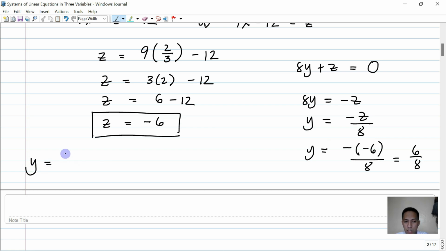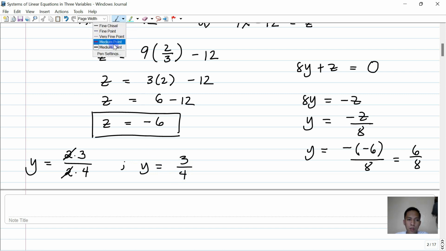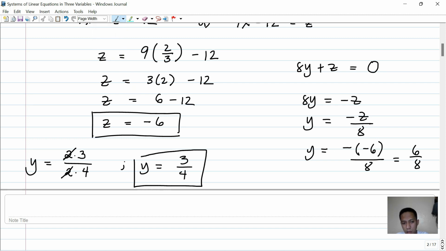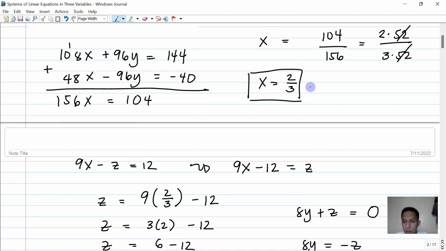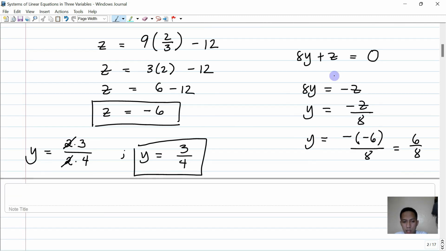Okay, y equals, so 6 can be expressed as 2 times 3. And 8 can be expressed as, we have here 2 times 4. So that is, cancel na yung 2. That gives you y equals 3/4. Okay, so therefore, the values for x, y, and z are, we have for x 2/3 here, and for y, that is 3/4, and for z, that is negative 6.